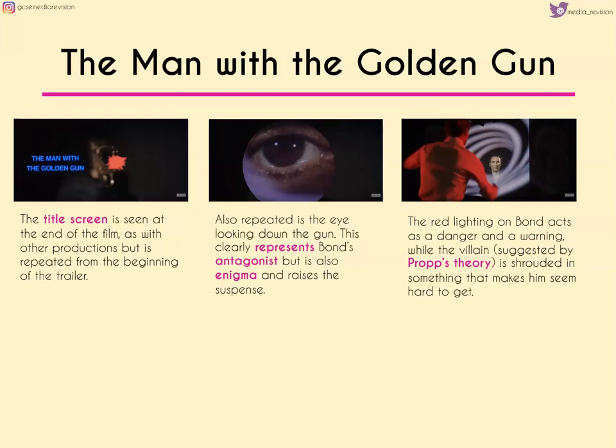Now when we get the title screen at the end of the film, we've also got it echoed at the beginning, and this would be something that's expected again of longer trailers, but having a title screen at the end is something that we would expect of all trailers.